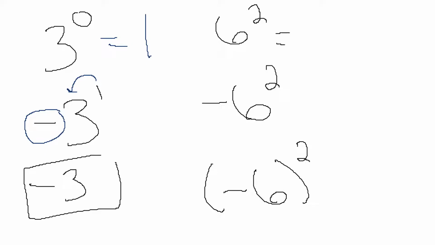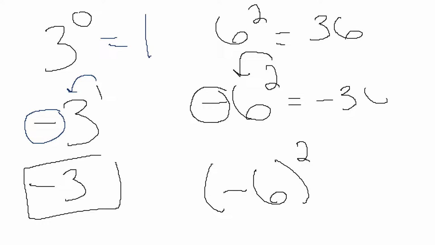6 squared is 6 times 6, which is 36. Negative 6 squared, this touches what's in front of it. This negative is not being touched, so we're going to just keep that, and then 6 squared is 36. All right, these parentheses stick this negative 6 together. So what I really have is negative 6 times negative 6, which equals positive 36.